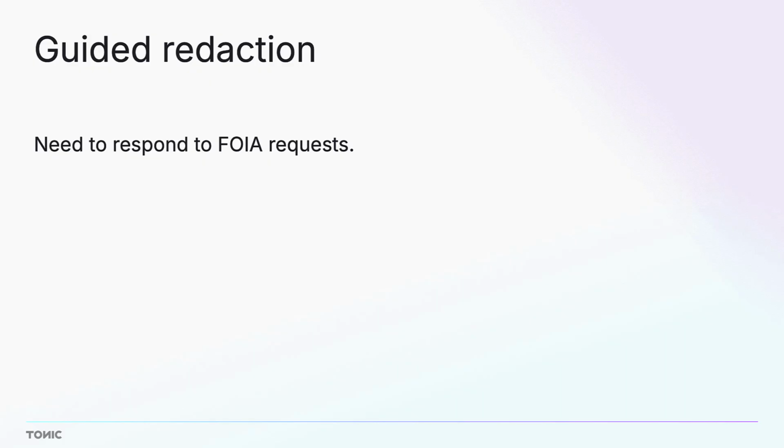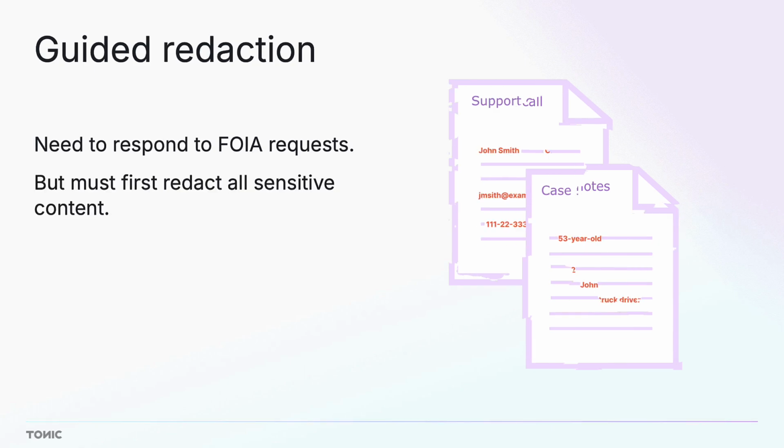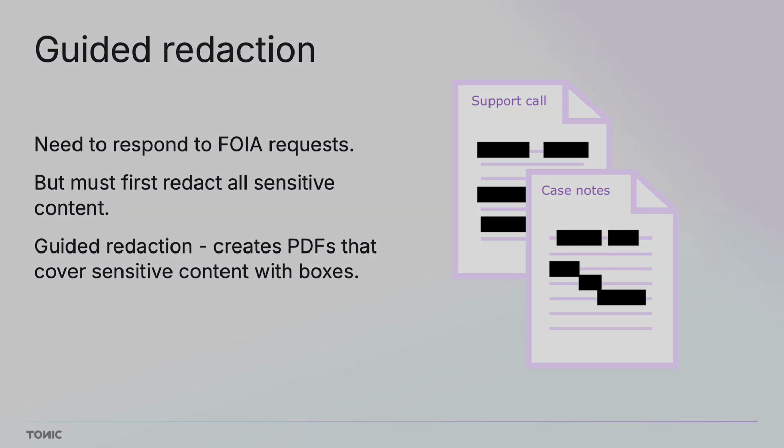On the other hand, you might use guided redaction if you work for a government entity that sends files in response to Freedom of Information Act requests. Before you can send the files, you must ensure that all sensitive content is blocked. Guided redaction produces PDFs that cover the sensitive content with boxes.